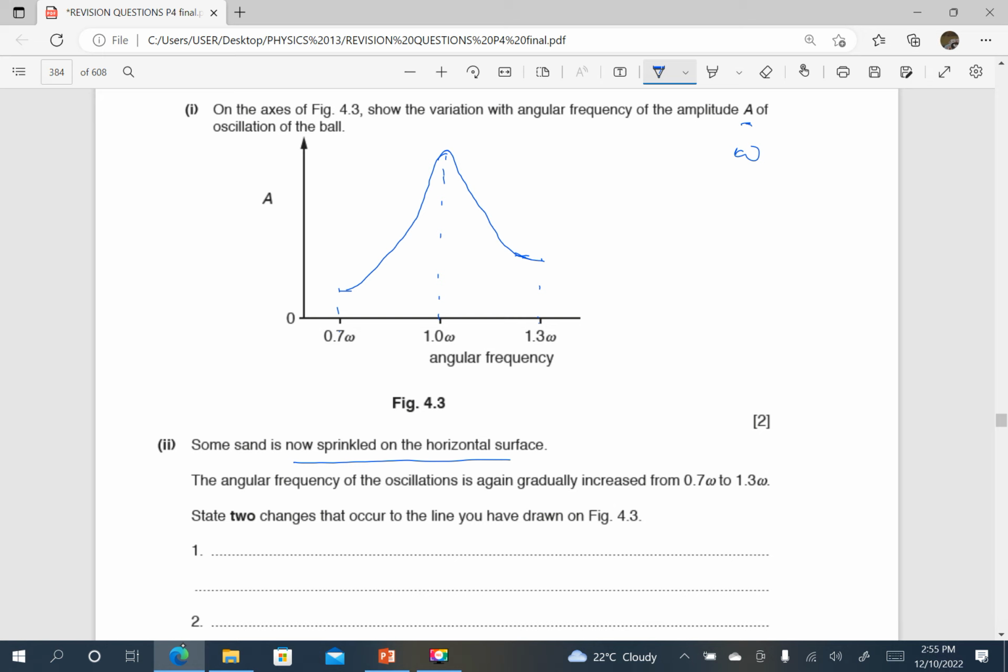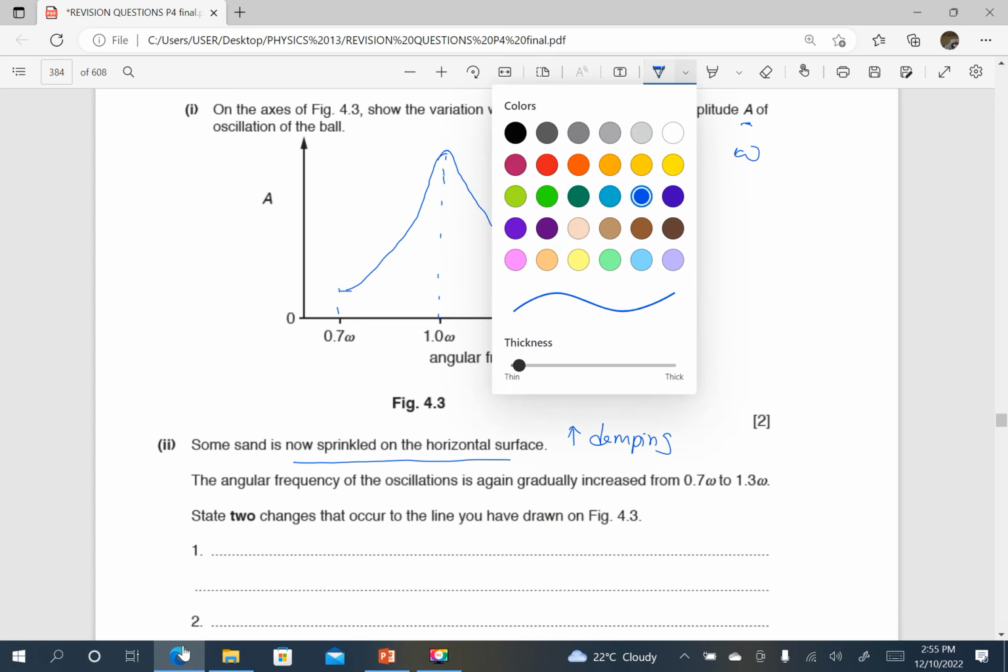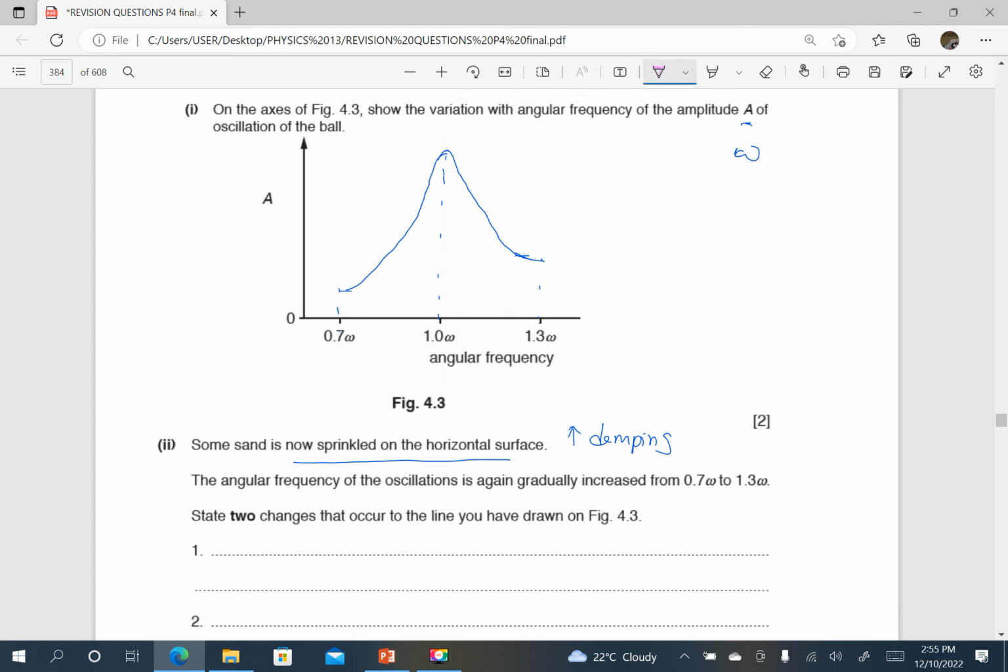Of course, by putting sand, we are increasing friction, we are increasing damping. And when we increase damping, we expect that the maximum amplitude occurs at a slightly lower angular frequency than this one, and that means the peak shifts to the left, and the peak is going to be flatter than the one that we have. So we are going to have something like this. The peak is flatter than the one we have, and the peak is to the left of the one that we had.